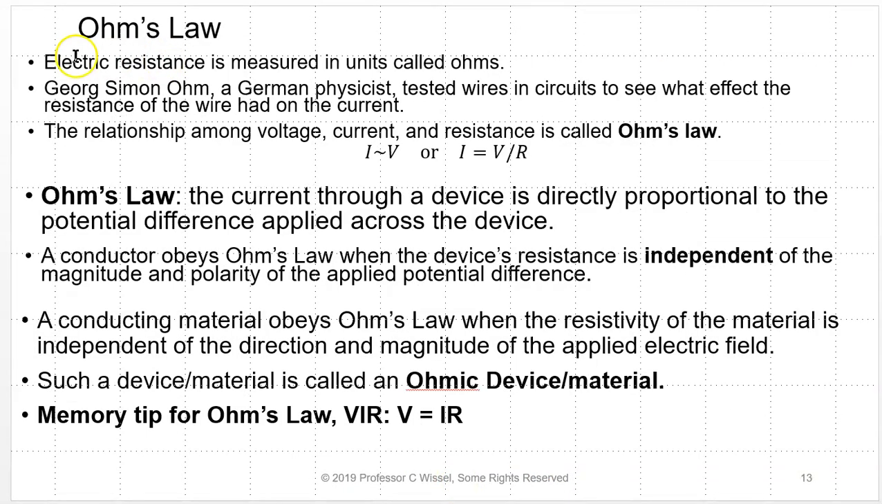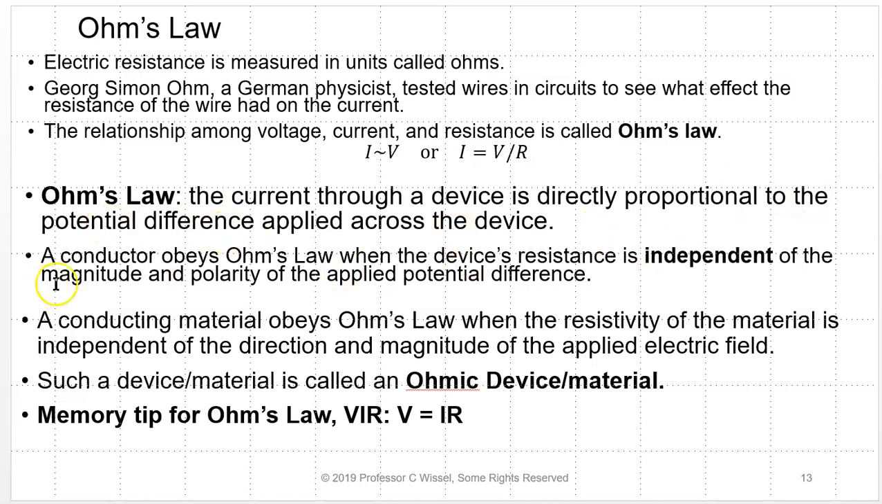Now, Ohm's law. Electric resistance is measured in units called ohms. George Simon Ohm, a German physicist, tested wires and circuits to see what effect the resistance of the wire had on the current. The relationship among voltage, current, and resistance is called Ohm's law: I is proportional to V, or I equals V over R. Ohm's law says the current through a device is directly proportional to the potential difference applied across the device.